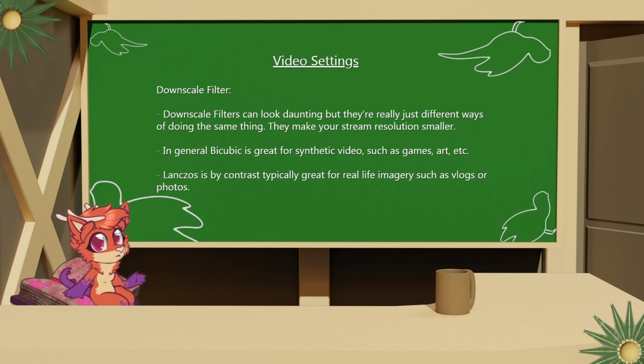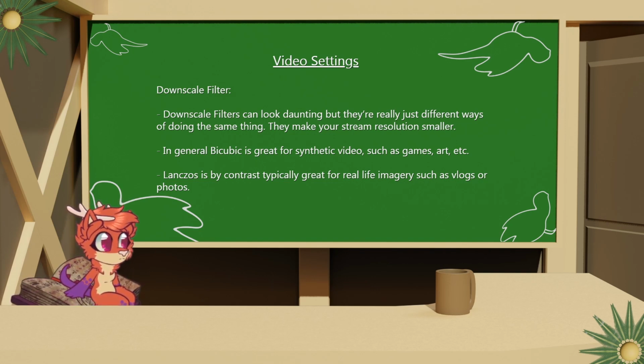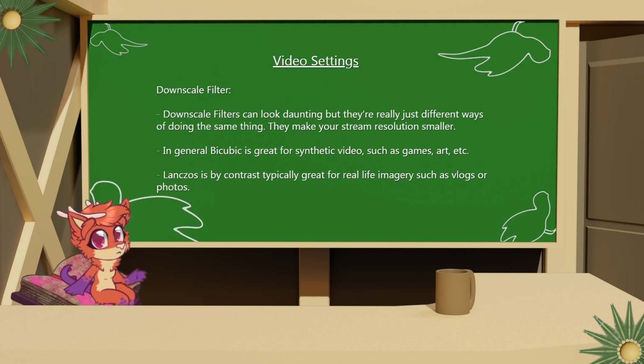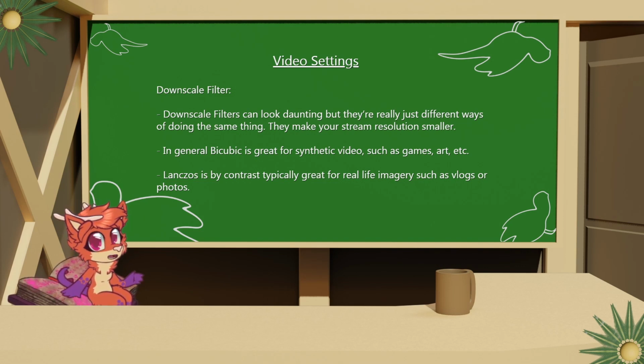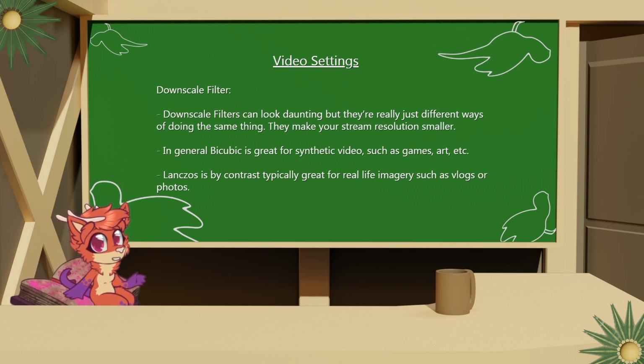So it's important to know that these have slightly different purposes, though you're not usually going to notice. In general, bicubic has really great results for synthetic video, such as games, art, etc. Anything that's not real life. Lanczos, by contrast, is typically really great for real life imagery, such as vlogs or photos. It's really important to keep that in mind, but it'll be fine if you pick the wrong one. It'll just be a little bit more blurry or a little bit more weird, but it's okay. In general, it'll be fine.